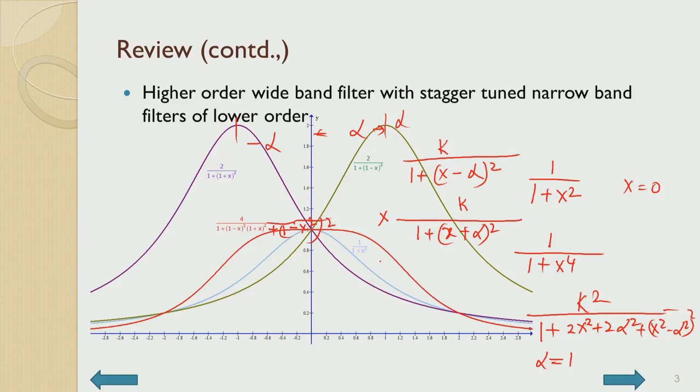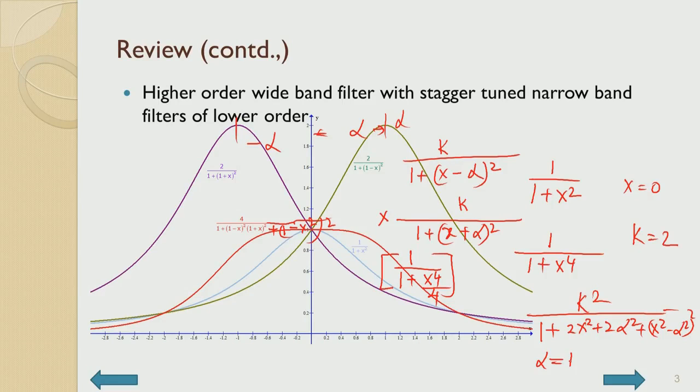By properly selecting this, you can now make it equal to 1 by 1 plus x to the power 4, divided by 4 ultimately. So, this is how the choice of k is equal to 2. For that, you can show that it becomes equal to this. So, this is the mathematical procedure of making a wider band structure using a narrow band one, multiplying it twice, shifting it this way and shifting it that way and multiplying these two, and then making it become equal to this by making alpha equal to 1.